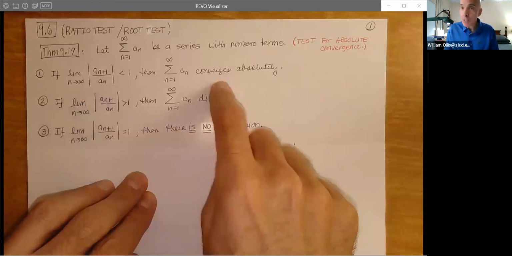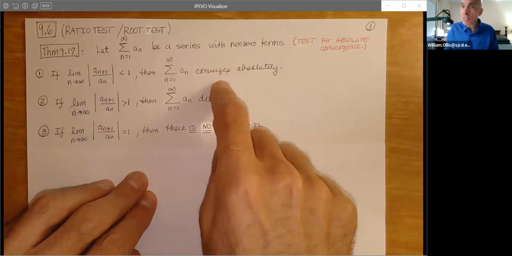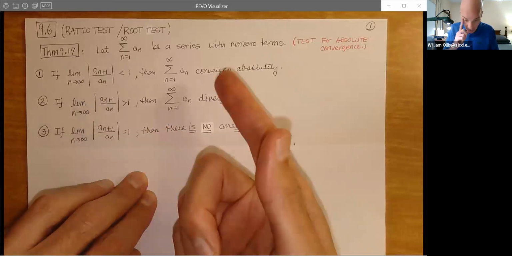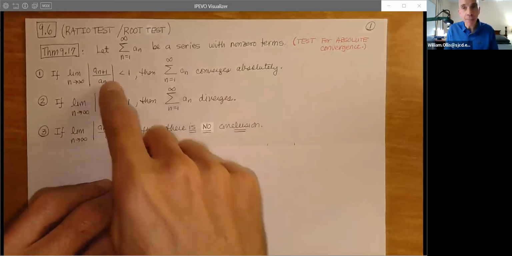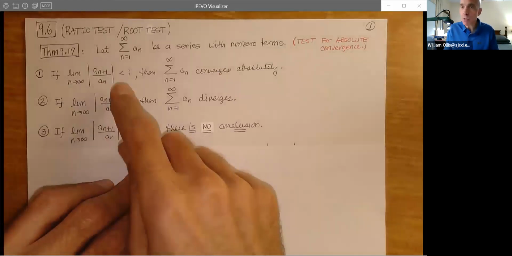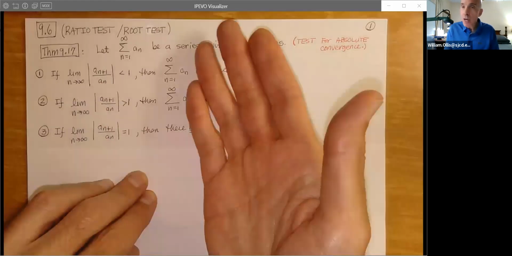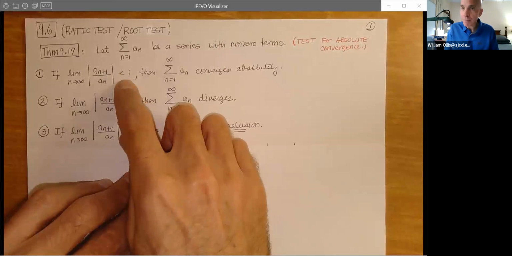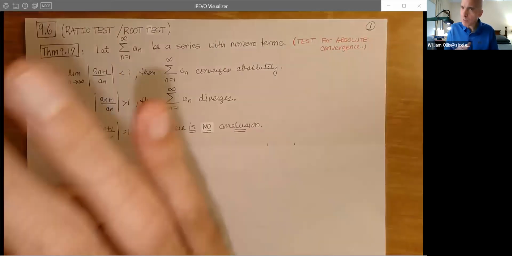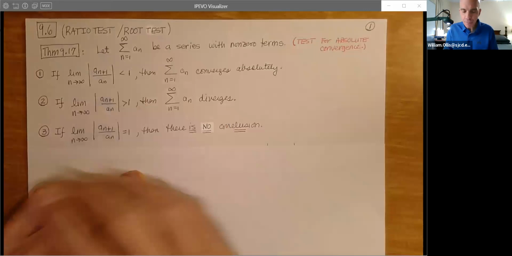Now, if we show that the limit of this ratio is less than 1, then we have absolute convergence. So just like the limit comparison test, we want to actually compute a limit. Remember, with the limit comparison test, we just needed a limit that was positive. Here, we need a limit that's positive, but it must be less than 1. So a little bit of a change, but some similarity.